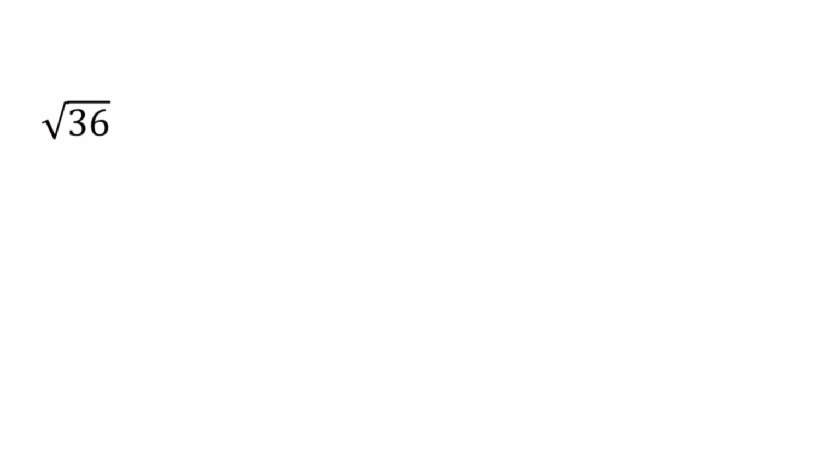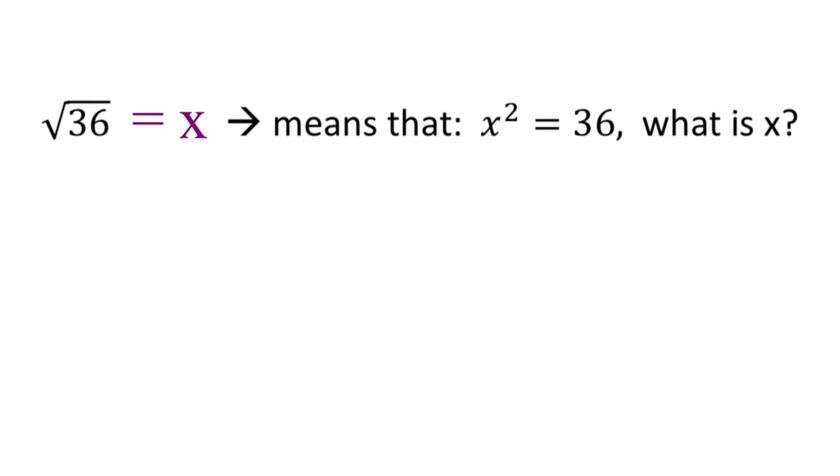So this is read as square root of 36. If we want to know the value of square root of 36, we can go ahead and set this whole expression equal to x. So this is read as square root of 36 equals x. Now we are going to rewrite this into its equivalent exponential form. This equation means that x squared is equal to 36.